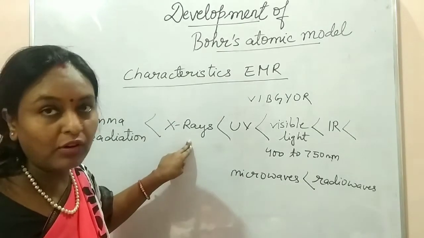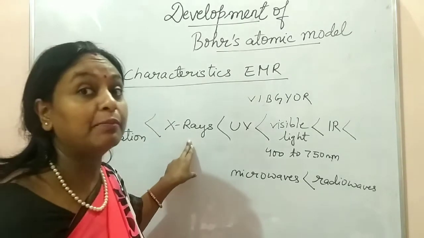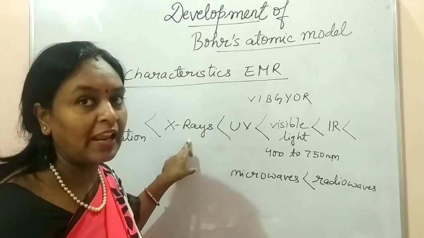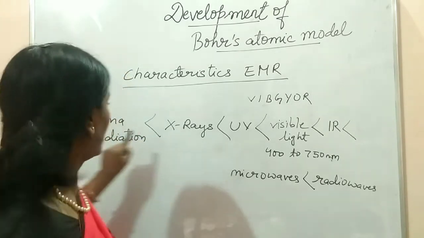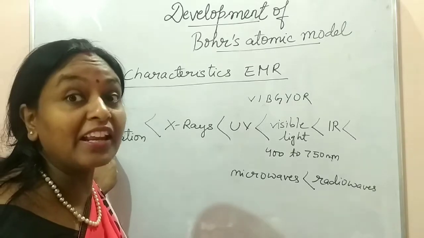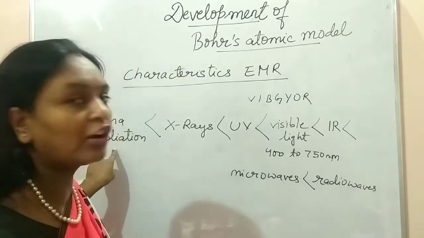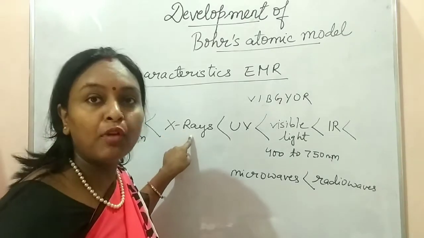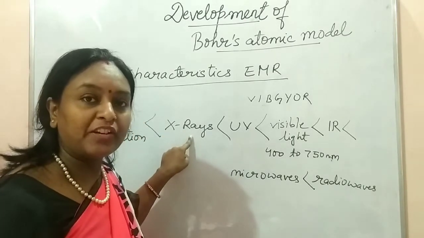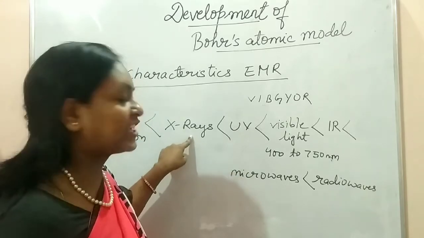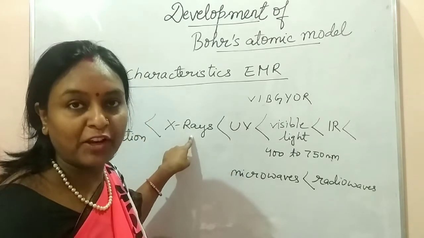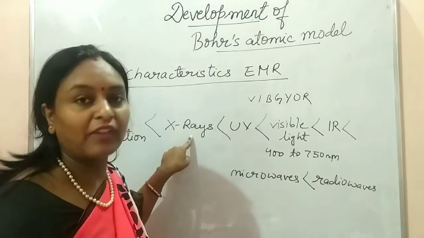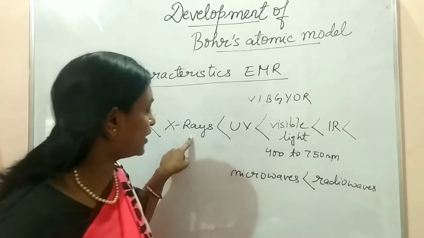X-rays, you already know, they cannot penetrate bones. They can penetrate the skin, but they cannot penetrate bones. Gamma radiation can penetrate even the bones. So we cannot click picture of bones using gamma radiations, but X-rays are blocked by bones. They can penetrate through flesh. So X-rays are used for taking the picture of bones and to find out the fractured part of the body.